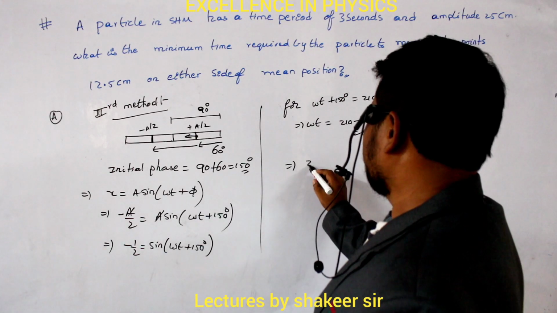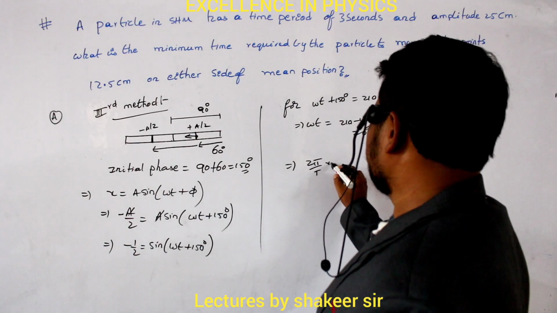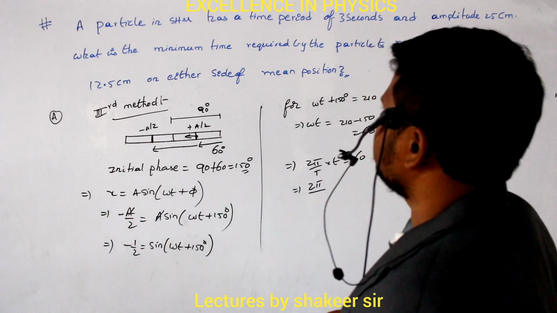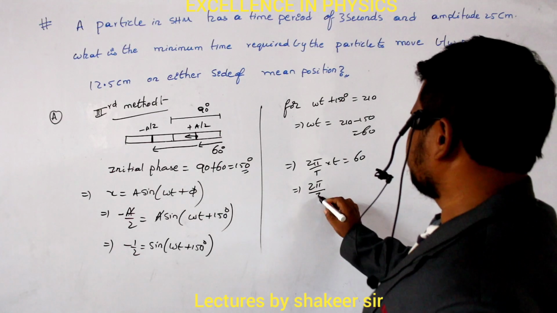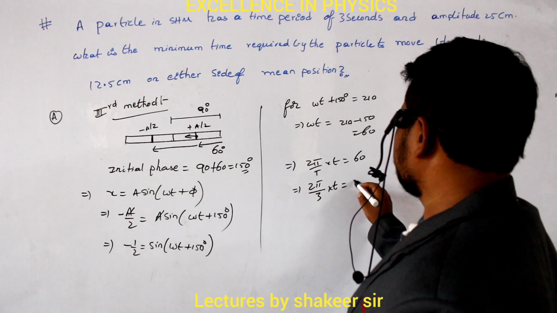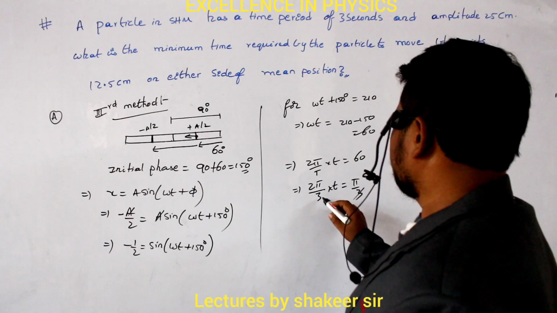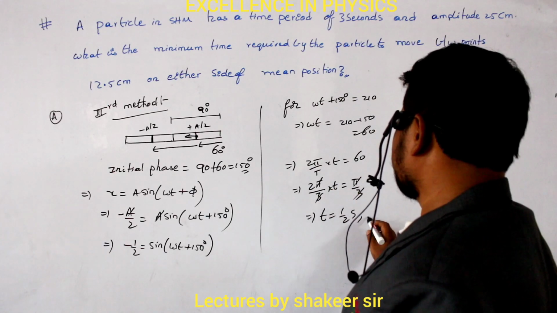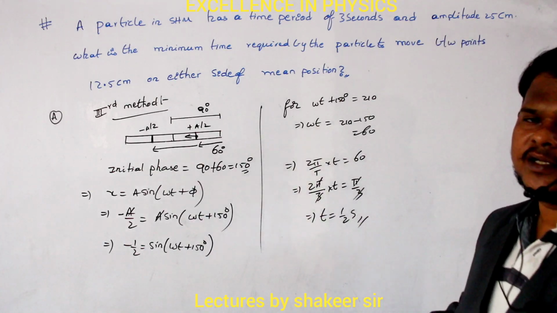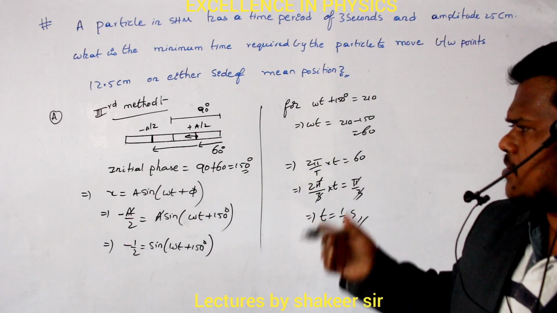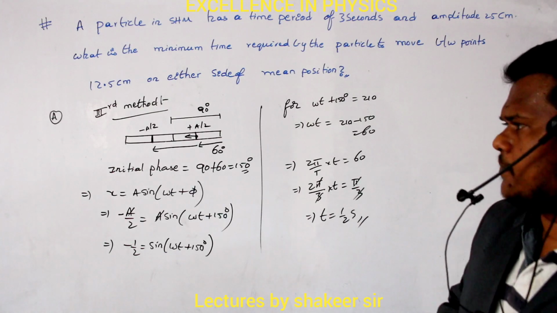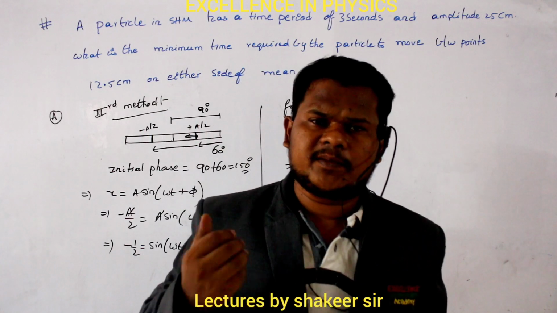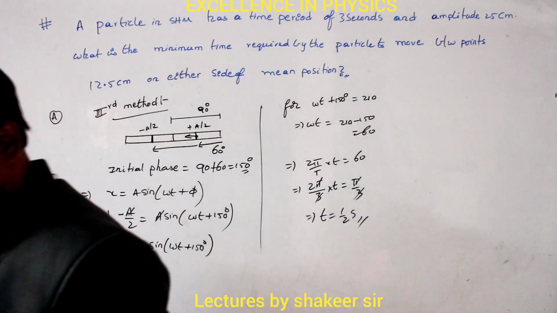Clear? Omega can be written as 2 pi by capital T into t is equal to 60 degrees. So 2 pi divided by, what is the time period? Time period is 3 seconds, into t is equal to 60, which can be written as pi by 3. So 3 and 3 get cancelled, pi and pi get cancelled. So therefore t is equal to 1 by 2 seconds. This was the same answer which we got in the previous methods also. So in this method also we can do the problem. Clear? So once you are good at your basics, then you can do the problem in any method you like. Clear? Okay.